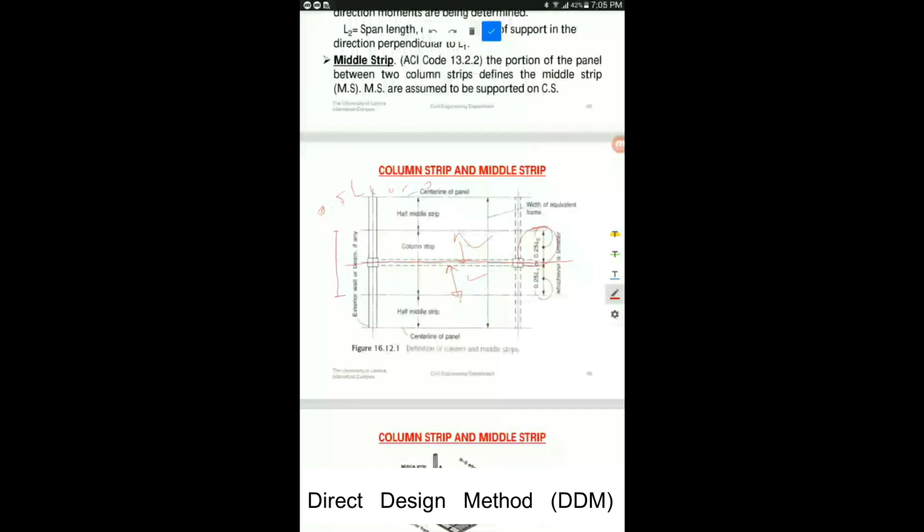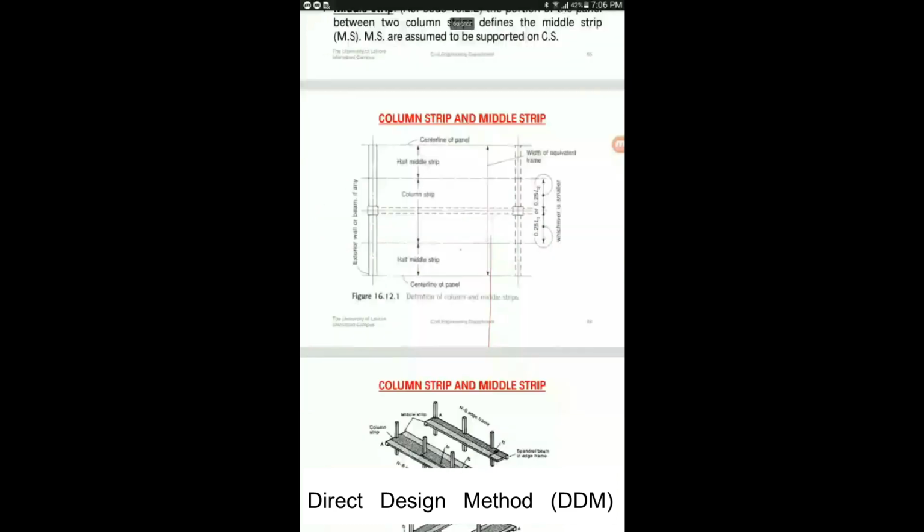L2, whichever is smaller. The rest of the dimensions are part of the middle strip, so you need to divide it in two, and this will be a middle strip and there will be another middle strip. This is for any interior rigid frames.